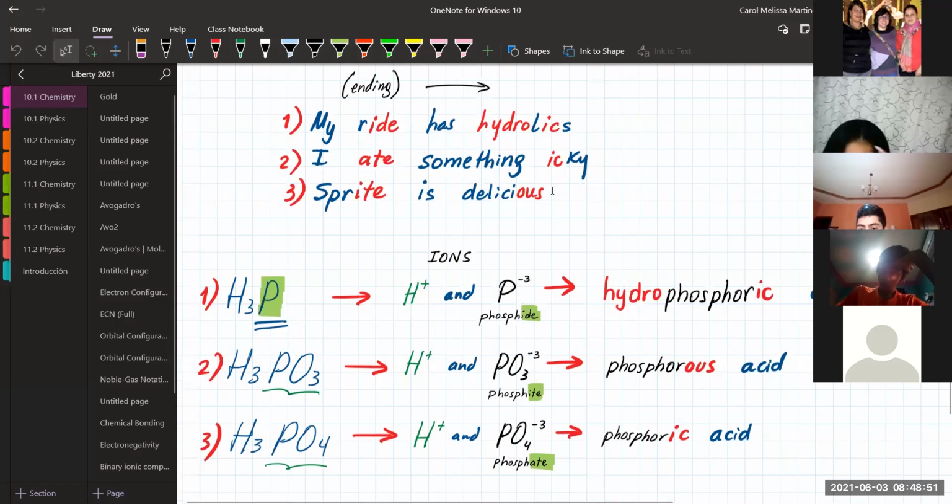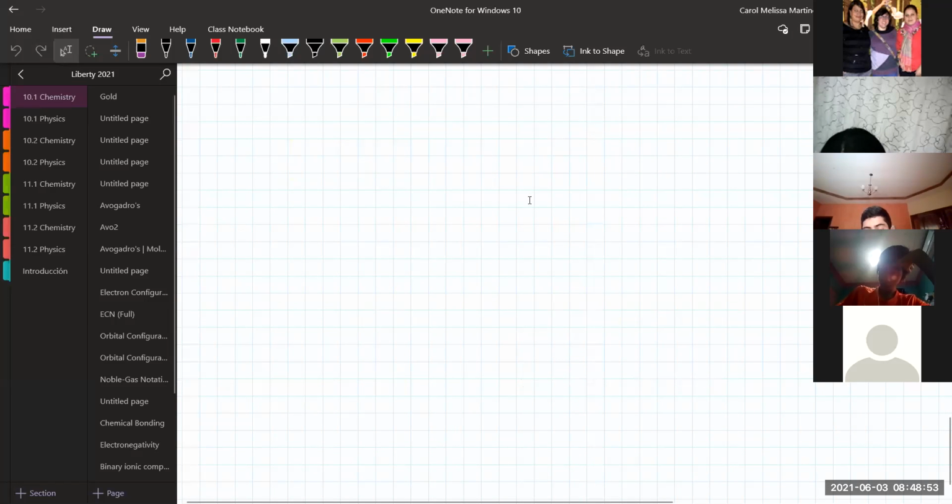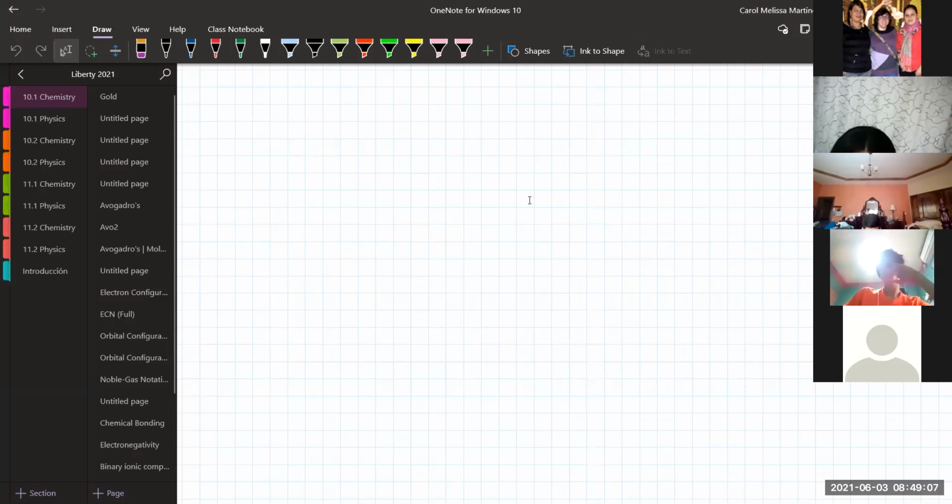Okay. So a student from the other section asked me about oxalic acid. She asked me, Miss, what can we do if they give us the name oxalic acid? So take a look at this case.